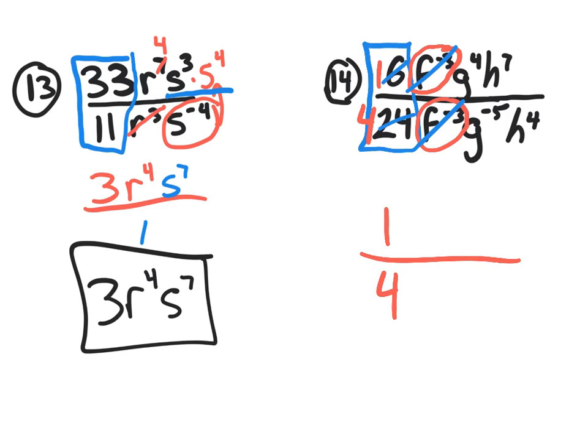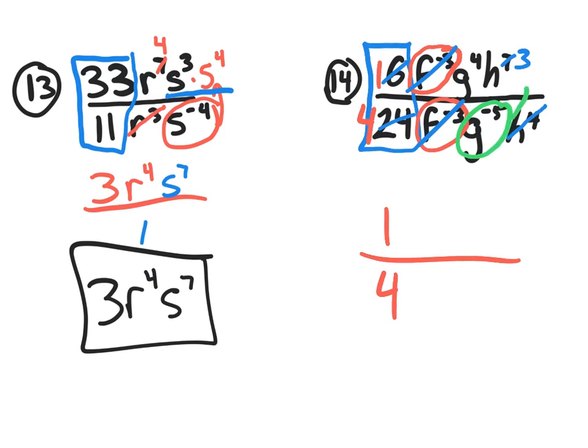And I could also cancel out the h's. So I have 4 h's on the bottom. These 4 h's cancel out with 4 of these 7, which means I have how many left over on top? H to the 3rd power up on top. Now the last thing I'm going to do is take this g to the negative 5, and I need to move it up.